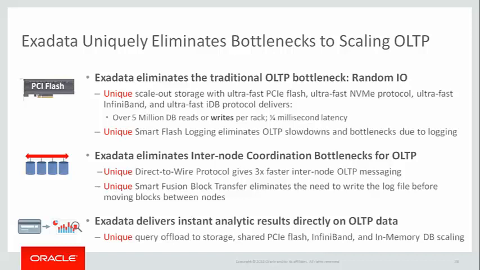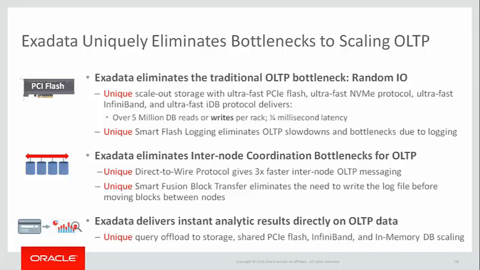First, let's talk about random I/O. There are a couple of features with the help of unique scale-out storage, which includes ultra-fast PCI flash with the NVMe protocol, ultra-fast InfiniBand, and an ultra-fast database protocol. We offer 5 million database reads and writes per rack at a quarter of a millisecond latency. And Exadata provides unique smart flash logging, which is very important for OLTP slowdowns and bottlenecks, and it improves logging significantly.